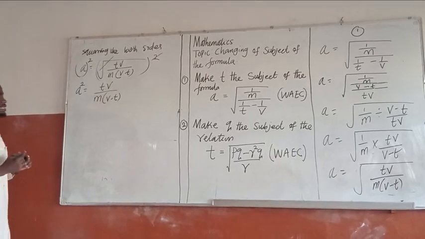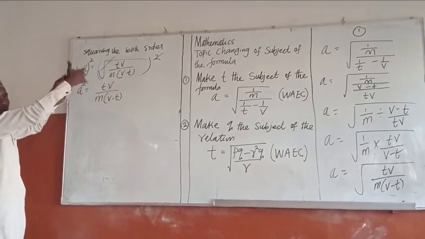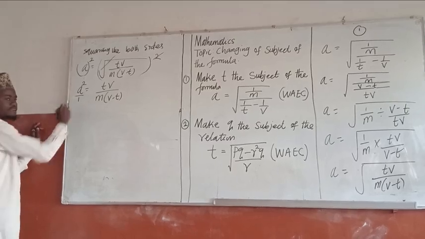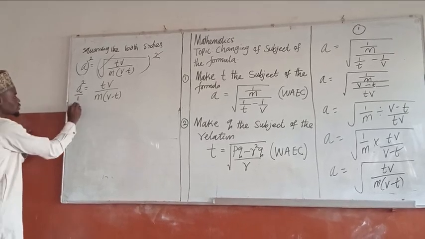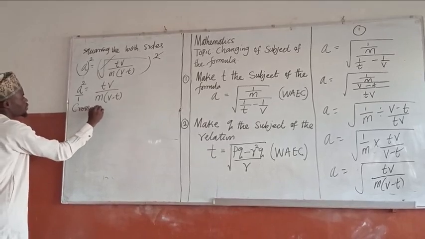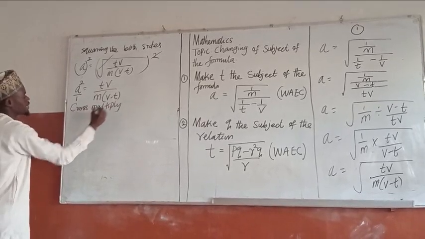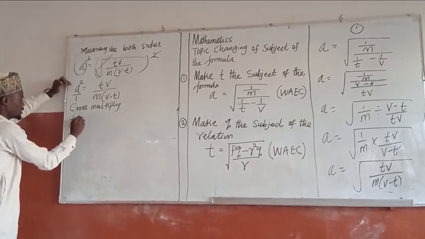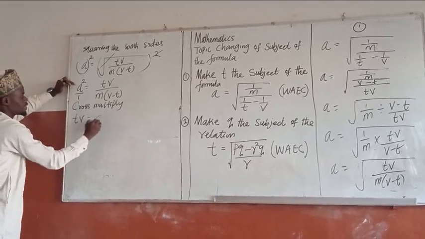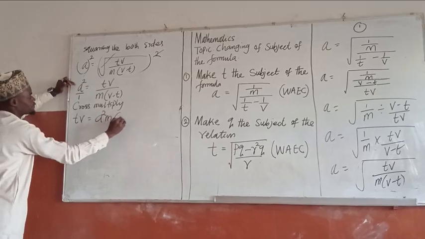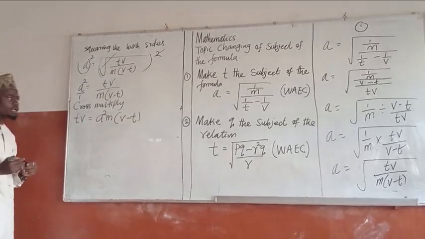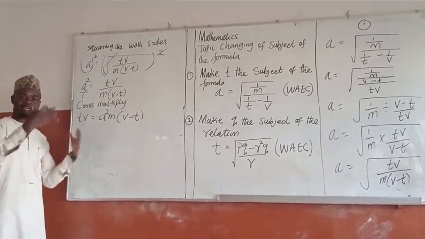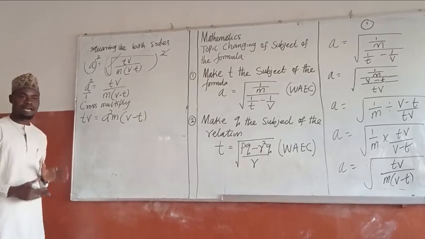The next thing is, you see there is t at the top and also t at the bottom. What we have to do is make this a fraction and cross multiply. If I do that, I have 1 times tv, which is tv, is equal to a squared times m, open bracket v minus t. And the next thing is to expand the bracket, because there is t at the right-hand side and also t at the left-hand side.